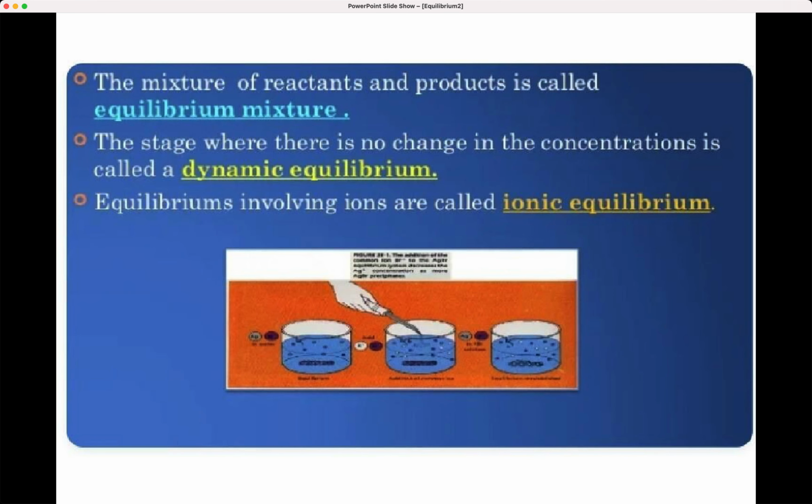Again continue with equilibrium. So we were talking about equilibria, then forward reaction, backward reaction, then dynamic equilibrium. So many definitions and many laws, we saw all that in the previous session. So here, what is meant by equilibrium mixture? The mixture of reactants and products is called equilibrium mixture. So a stage comes when there is no change in the concentration, which we call a dynamic equilibrium. Equilibrium which involves ions is called ionic equilibrium. So remember these three terms well.